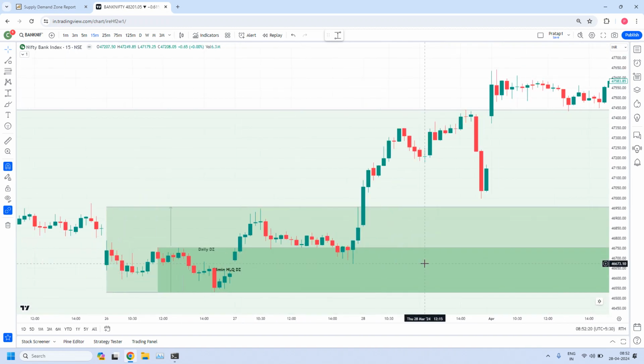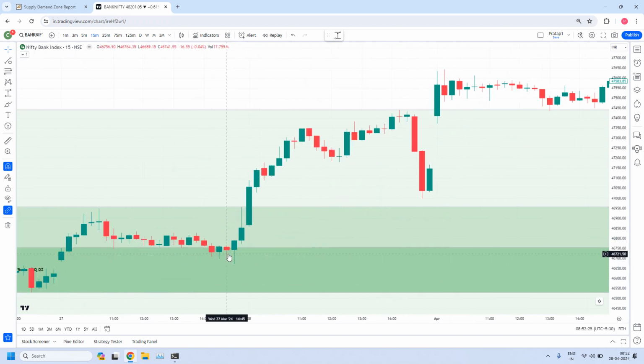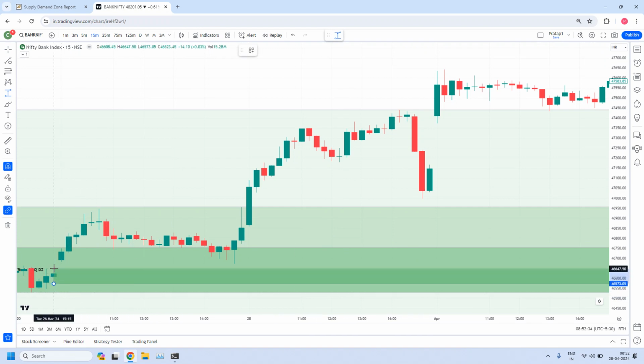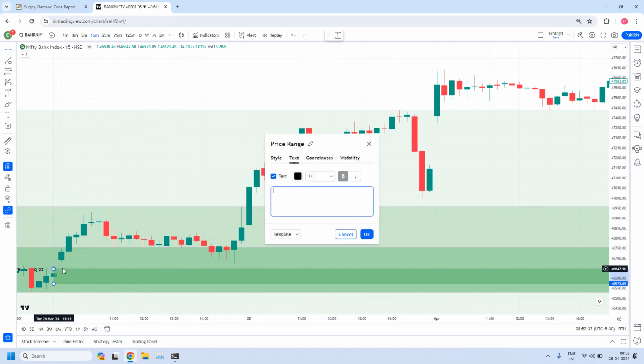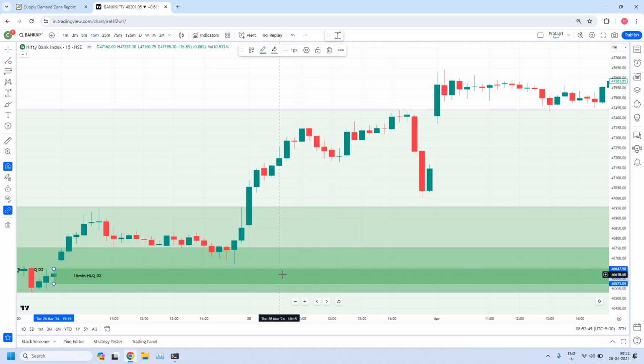So let me zoom, we will get clarity. This is 26th March, 15 minutes. So this is the ERC candle, leg in, and we have a base candle. High liquidity demand zone. And yesterday's training lesson, the lesson I released yesterday about the rejections.